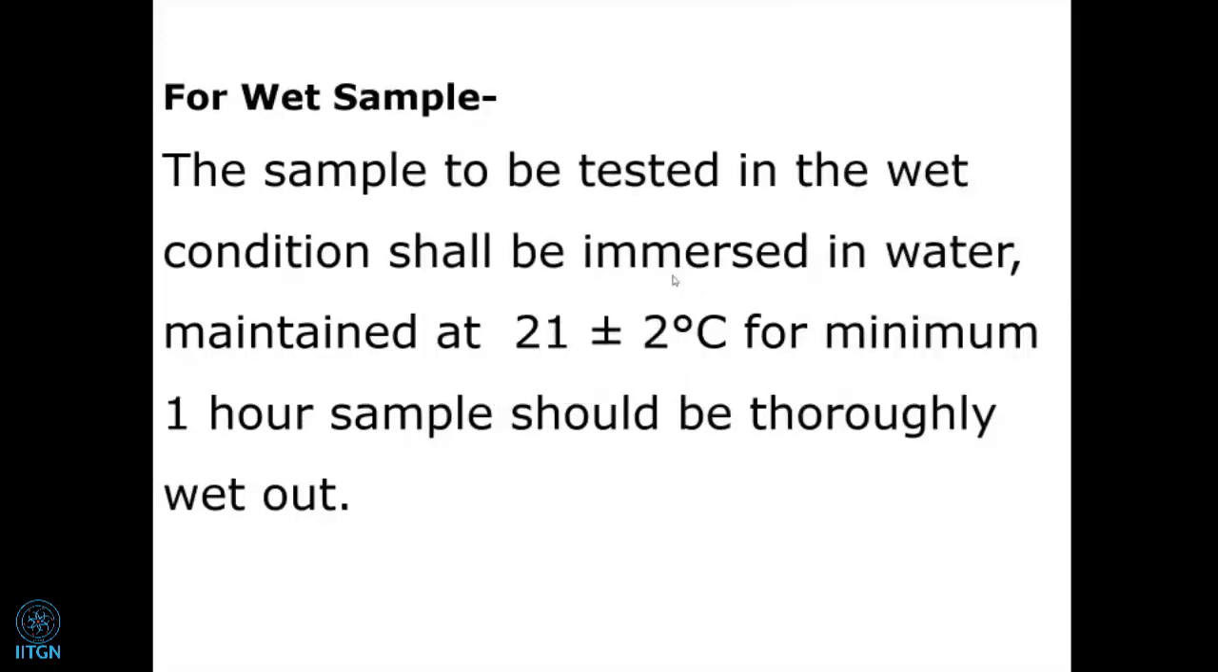The second conditioning is the wet sample. This is the worst conditioning of the sample. In this, we have to immerse our sample in water at 21 plus minus 2 degrees centigrade for a minimum of 1 hour. Then we have to check its weight and the moisture equilibrium. Then we have to take out the sample and put it in the universal testing machine.